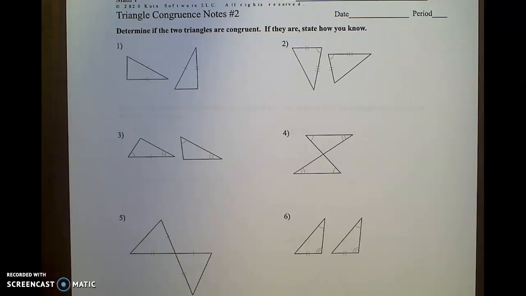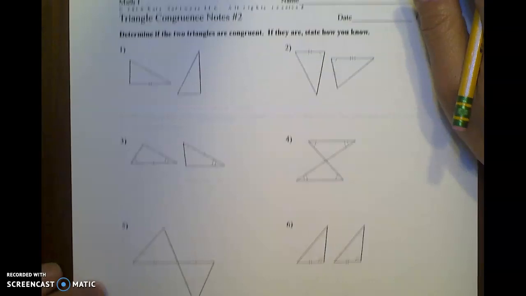Good morning. So we're just going to continue on with triangle congruence concepts. Okay, so just a quick review.